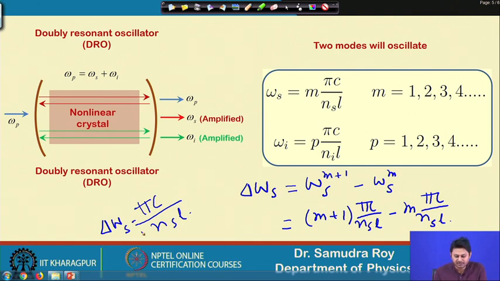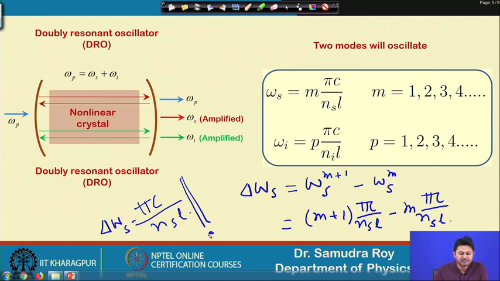So there are many oscillatory modes in this cavity, and for these modes there is a corresponding frequency spacing, represented by pi c divided by n L. So this is the frequency spacing between two corresponding modes. Now c is a constant, which we know, 3 times 10 to the power 8 meters per second. Pi is also a constant, 3.14. n s is the refractive index of the material.